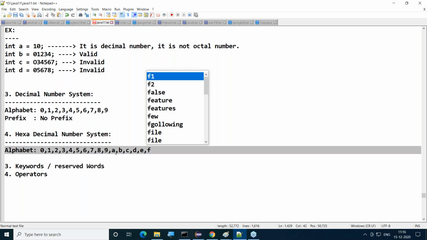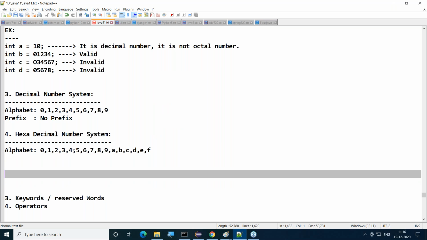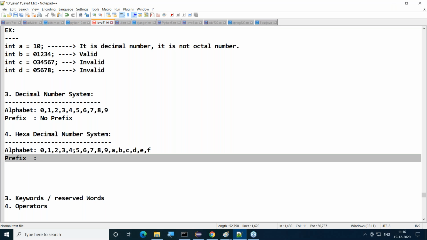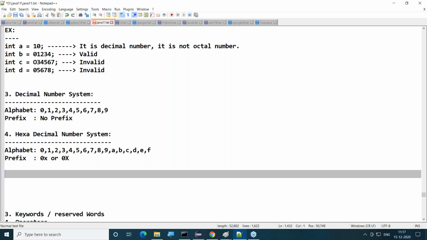Then what next? After completion of this, I want to show an example of how we are going to represent this. And before that, the prefix value. To represent a hexadecimal number, what would be the prefix value? Either 0 small x or 0 capital X that we are able to provide. Let's understand this clearly.